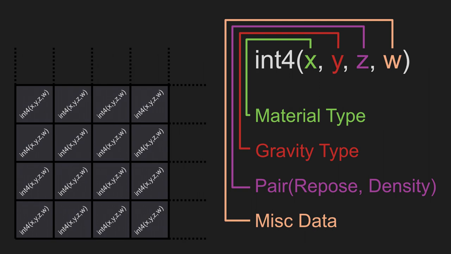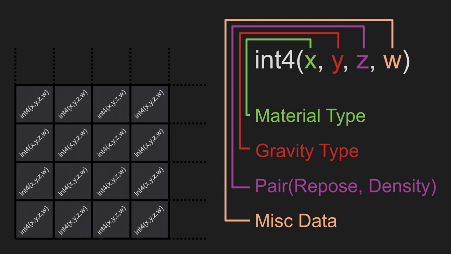The Z component stores 2 values in 1 integer using a pairing function, the material's angle of repose and its density. Density is used, as you might expect, when evaluating a swap between 2 cells to determine which cell moves up and which moves down. Angle of repose is an analog of the actual physical property of granular materials and describes the angle formed by a pile of that material.